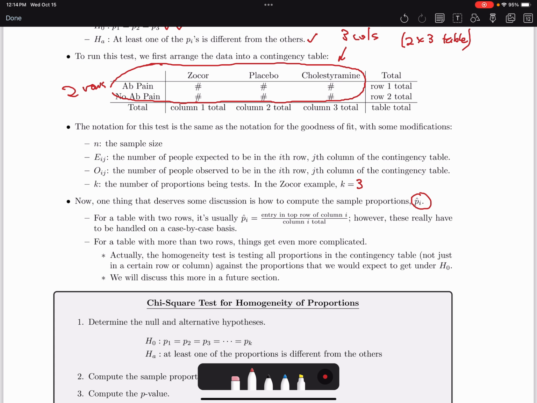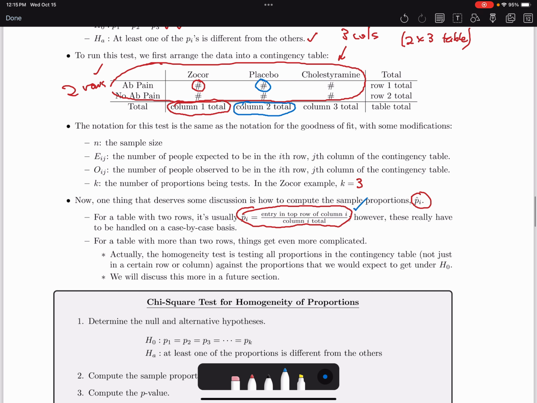But for now, if you have a table with 2 rows, like this table up here, the sample proportions are usually going to be the entry in the top row of column i divided by the column i total. In other words, if you want the sample proportion of Zocor patients who experienced abdominal pain, you would take the number of Zocor patients who experienced abdominal pain and then divide by the total number of Zocor patients. Okay, and if you wanted the proportion of placebo patients who experienced abdominal pain, you would take the number of placebo patients who experienced abdominal pain and divide by the total number of placebo patients, right? So that's what this formula is trying to point out to you.